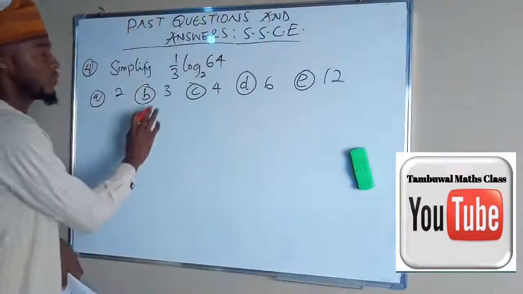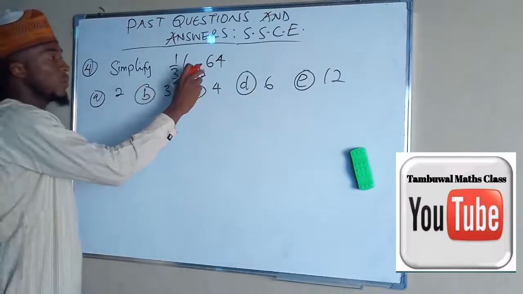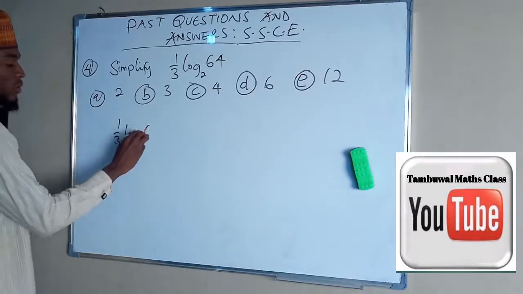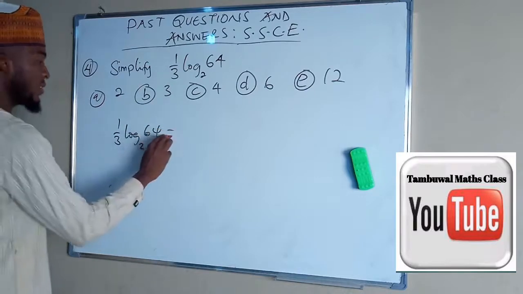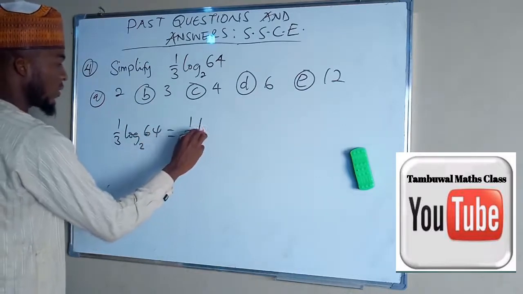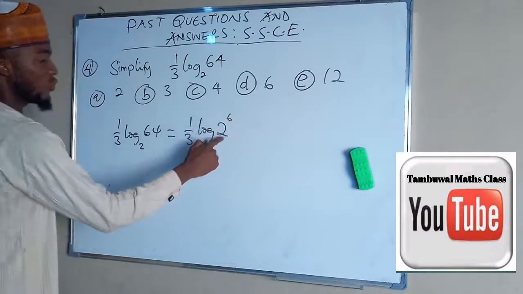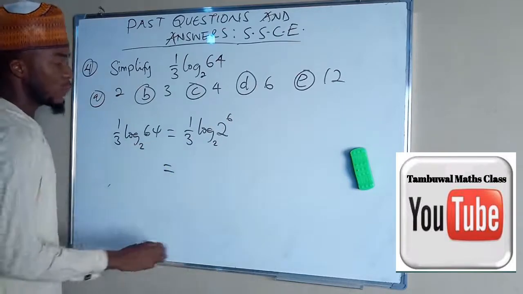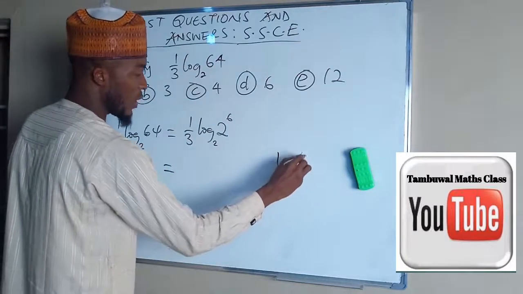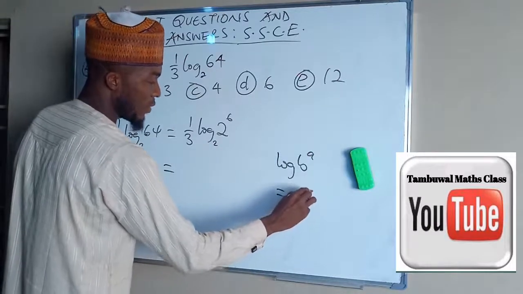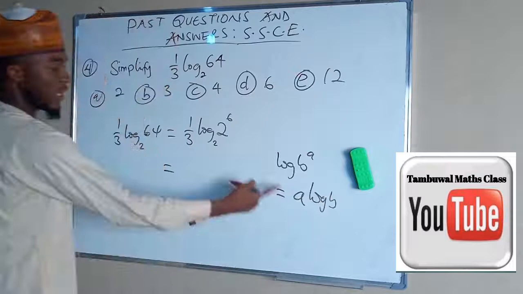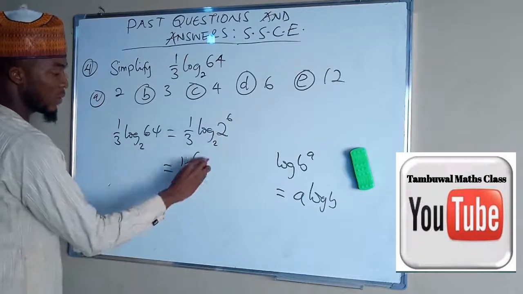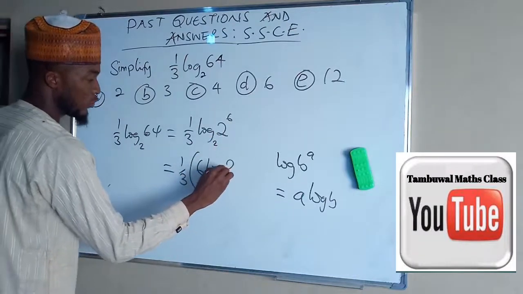Question number 4. We are asked to simplify 1 over 3 log of 64 base 2. This is the same thing as 1 over 3 log 2 power 6, because 2 power 6 is 64. And if you have log b power a, this is the same thing as a log b. So we apply that law in this. So we have 1 over 3, 6 log 2 base 2.